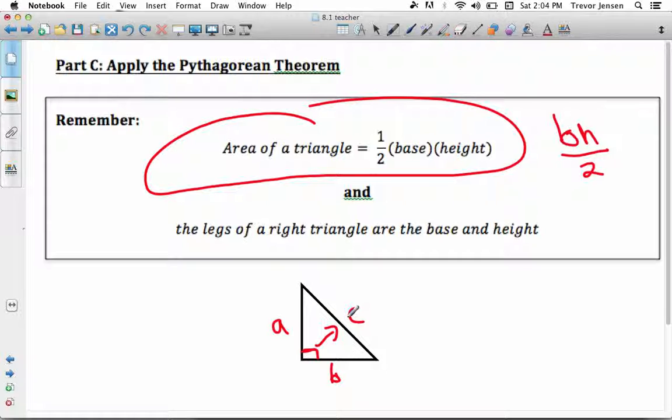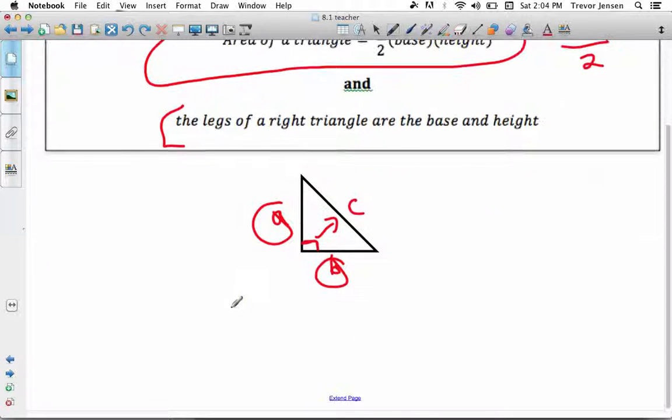And so there's my hypotenuse across from my right angle, side c. You have to know that the legs of the right triangle are the base and the height. Okay, so remember, area of a triangle is base times height divided by 2. Well, which sides of the right triangle are the base and the height? Well, it's the legs. The legs are always your base and your height. The hypotenuse is never the base or the height. So to find the area of a right triangle, you don't need the hypotenuse. You just need the legs, because the legs are the base and the height.